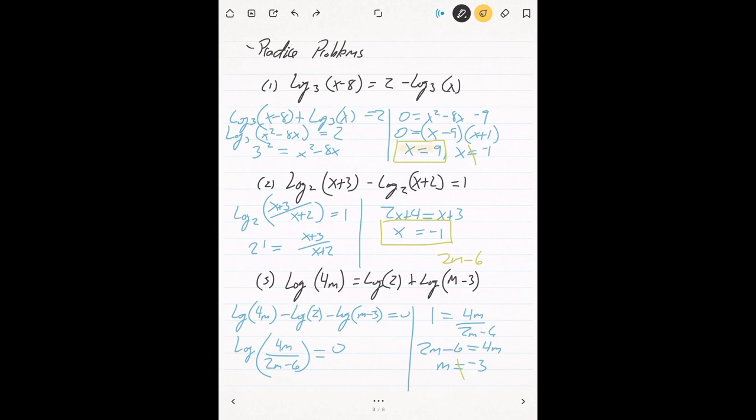I then tested 9 out. When I plugged it in, I actually got a true solution. 9 and negative 8 made a 1. And then here, I just plugged 9 in, and I think it came to 0 equals 2 minus 2. So it actually turned out to be a true statement. So x equaling 9 was the correct solution. X equaling negative 1 was the extraneous.